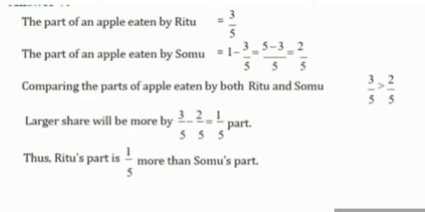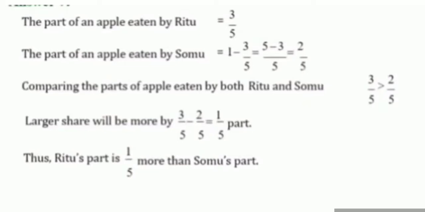Why? Because the remaining apple was eaten by Somu. So it will come 1 minus 3 upon 5, means 5 minus 3 upon 5. Okay, so it will come 2 upon 5.